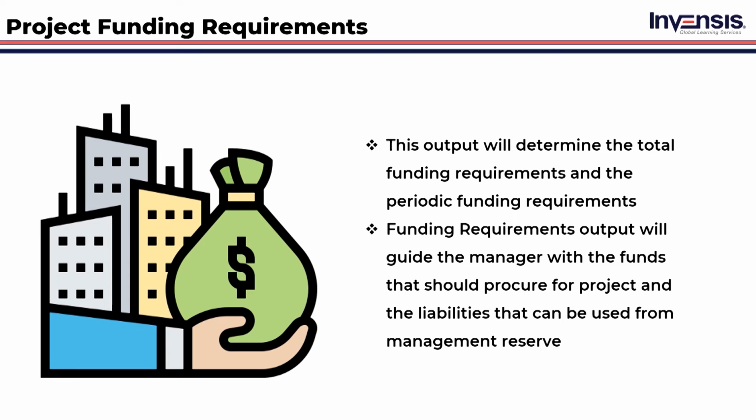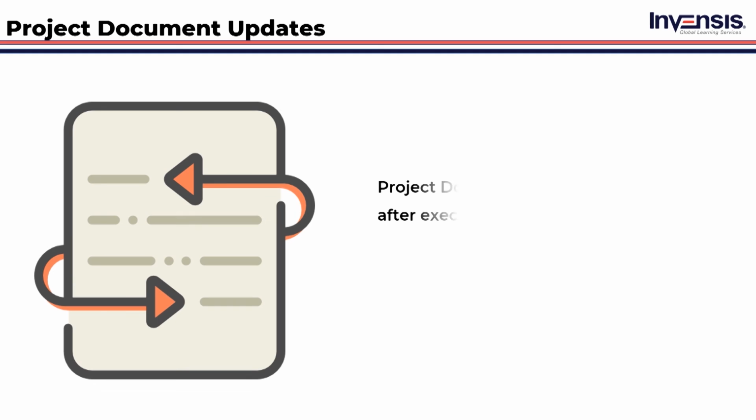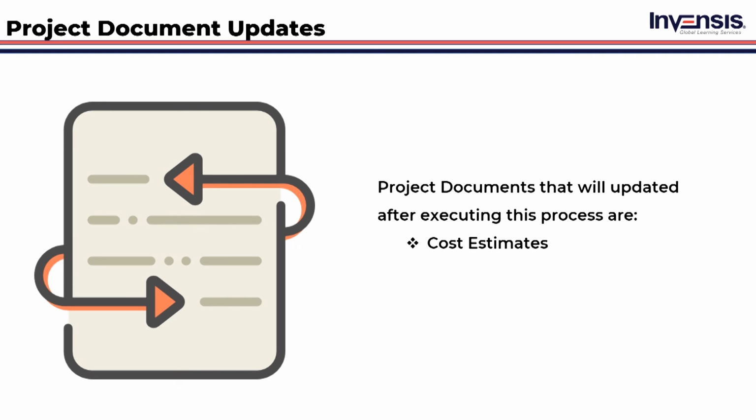After this process, there are a few documents that will be updated as a result of the new funding data. Project documents that will be updated after executing this process are: cost estimates. This document will be updated as per the latest estimates derived from the process. Project schedule. With the funding information, the project schedule will be altered and those changes need to be updated in the project schedule. Risk register. New risks identified during this process are recorded in the risk register and managed using the risk management processes. This is all about determining the budget.